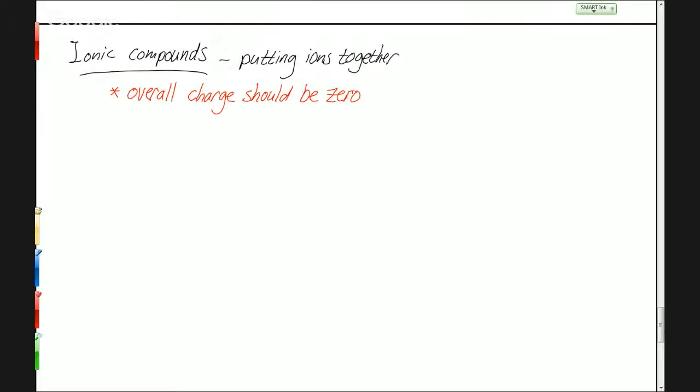Some of these are really easy. Like sodium and chloride, you've got 1 plus, 1 minus. So they go together. We write those symbols together like this, and we have NaCl, or sodium chloride. And we'll get into the names next and talk about how we name those.